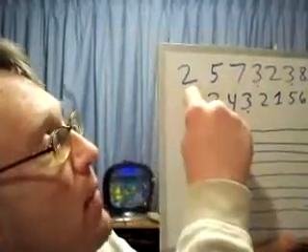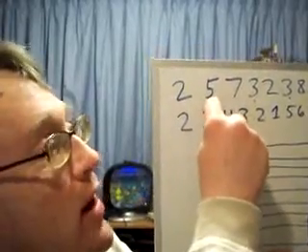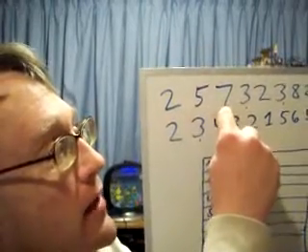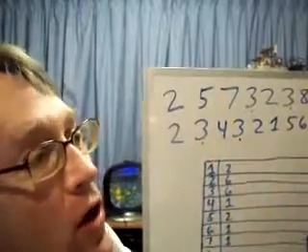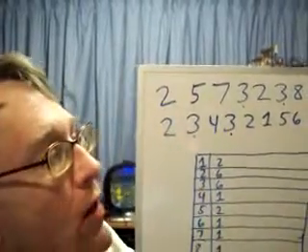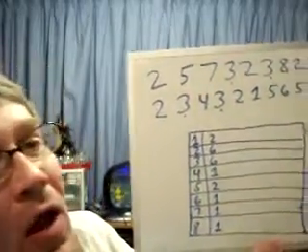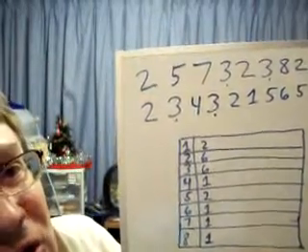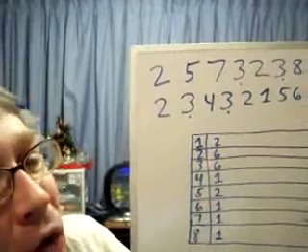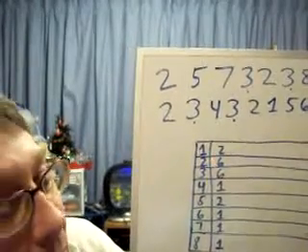Well, this piggy bank has 2 dimes in it. This one has 5 dimes in it. This one has 7 dimes in it, and so on and so forth all the way down the line. Now, what we've done is we've organized all this raw data into a table, and that's what we call frequency distribution.